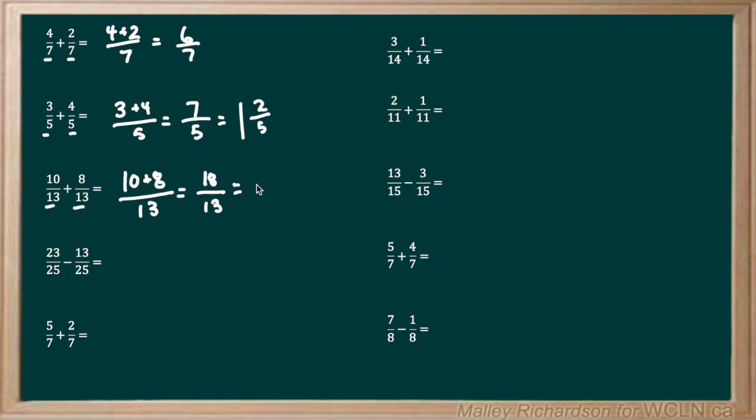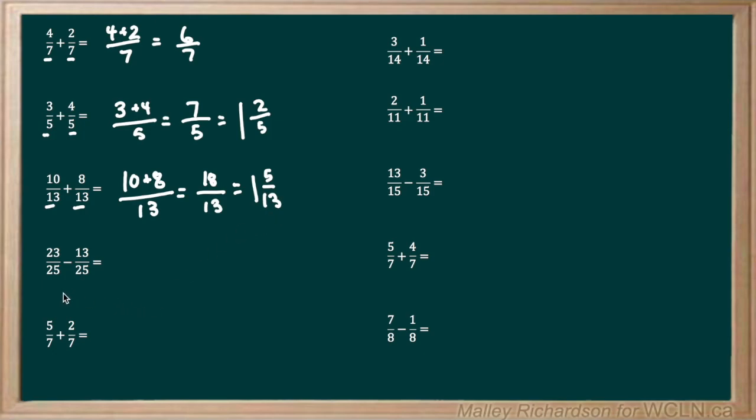13 goes into 18 once, so that's going to be our whole number out front. Our fraction is going to have the same denominator as our improper fraction. And then our numerator is going to be 18 minus 13. 18 minus 13 gives us 5, so our final answer is 1 5/13.